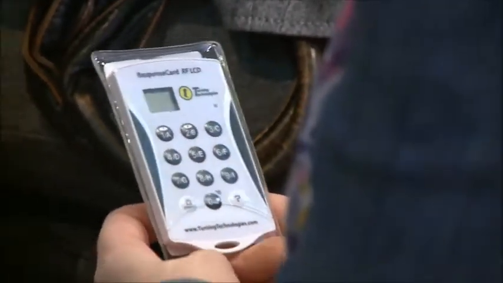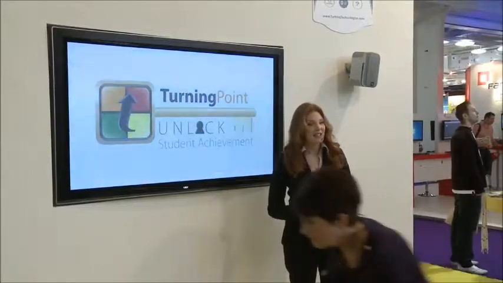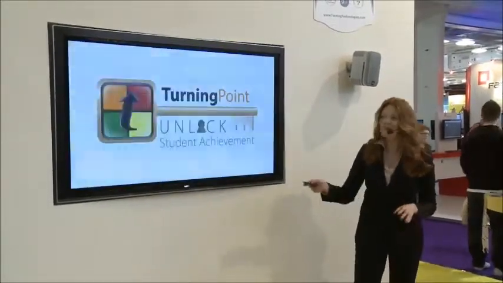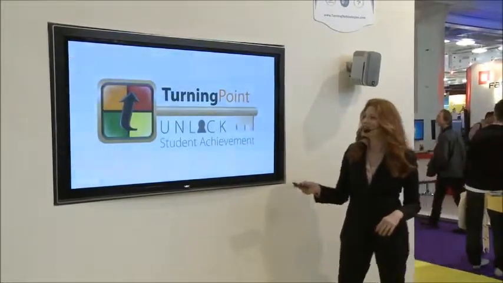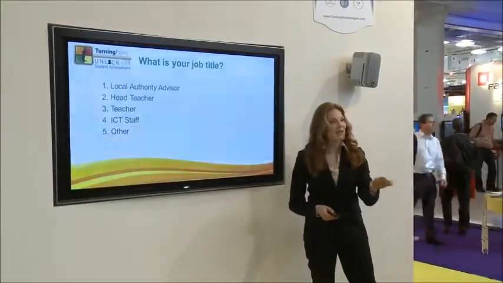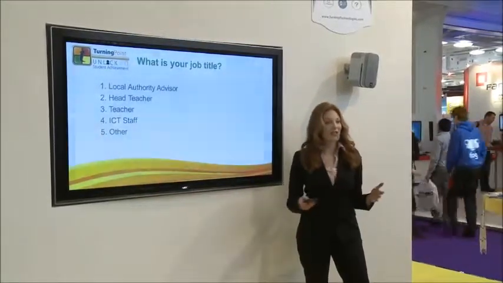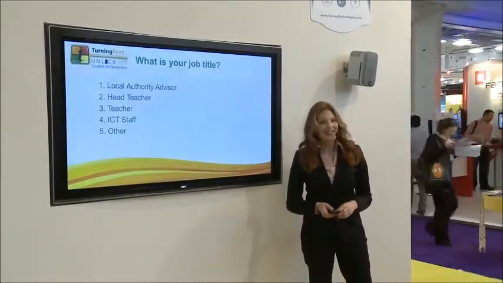Now, in your hand is a response card RF LCD clicker. And we'll go ahead and start off with a quick demonstration, okay? Sure, have a seat. So tell me about yourselves. Just press the button on the keypad that matches your response. Are you a local authority advisor, head teacher, ICT staff, or other?